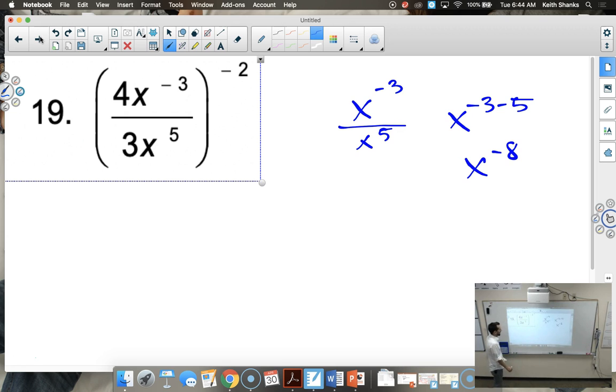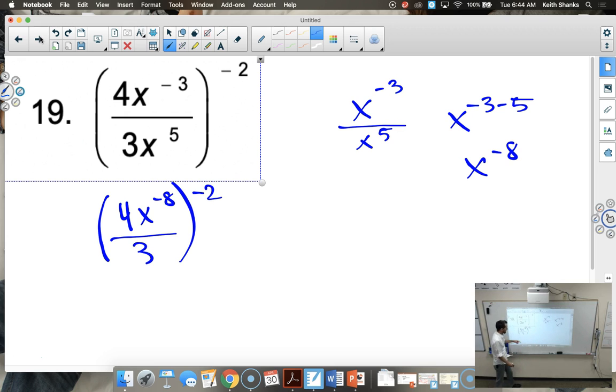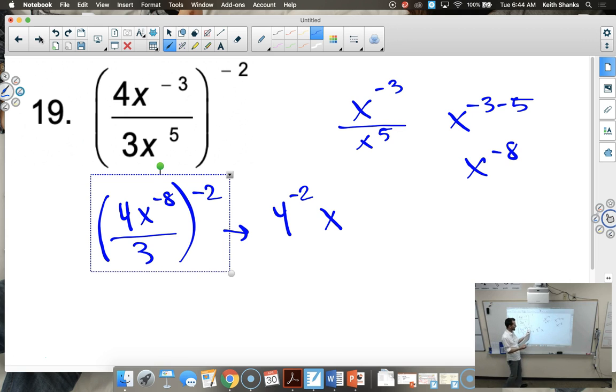Okay? So I would rewrite this. This would be 4 x to the negative 8 over 3 to the negative 2. And that negative 2 is going to go to everything. So if I were to read that right, this would be 4 to the negative 2 times x. When you have a negative exponent and then you raise it to another negative exponent, what you really do is multiply those together. So it's negative 8 times negative 2, which is positive 16 over 3 to the negative 2.